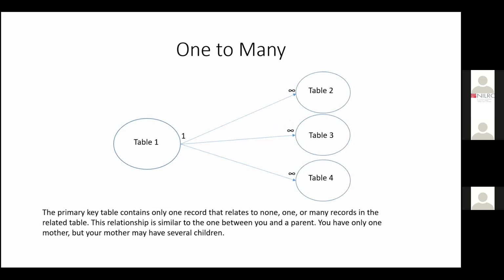Another type of relationship is one-to-many. The primary key table contains only one record that relates to none, one, or many records in the related table. This relationship is similar to the one between you and a parent. You have only one mother, but your mother may have several children. Does that apply to our tables?